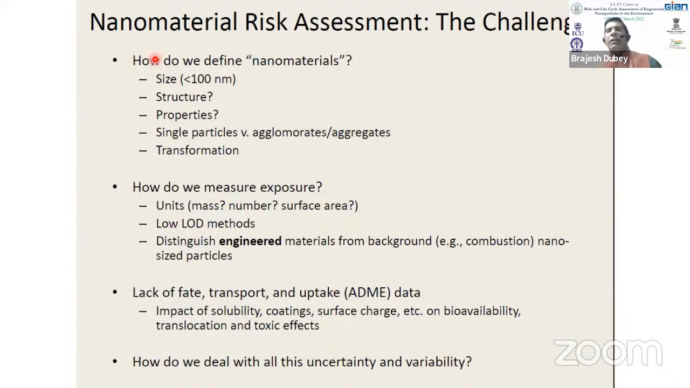Now, you saw all that, like you had a discussion around risk assessment in general. Now, when we try to take this and use it from a nanomaterial point of view, what are the challenges? First of all, size. It's a pretty small size, less than 100 nanometers.